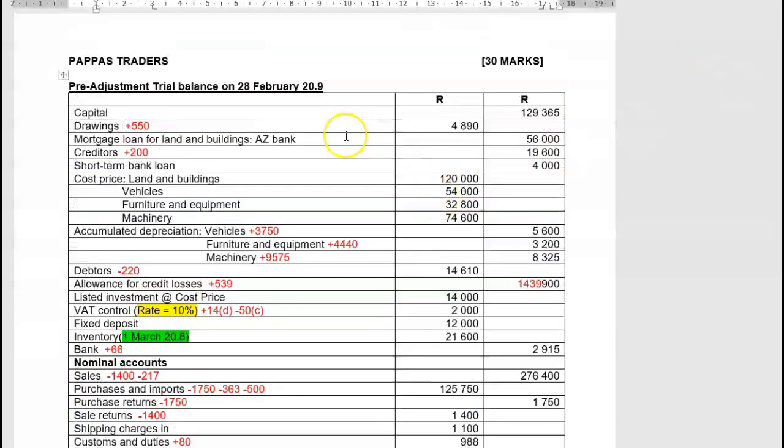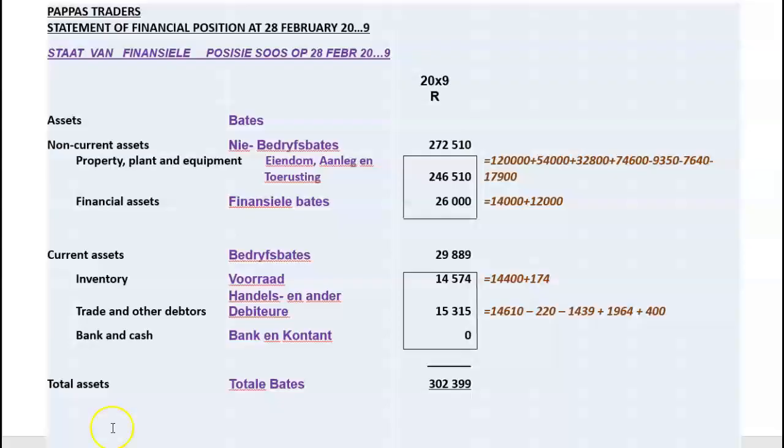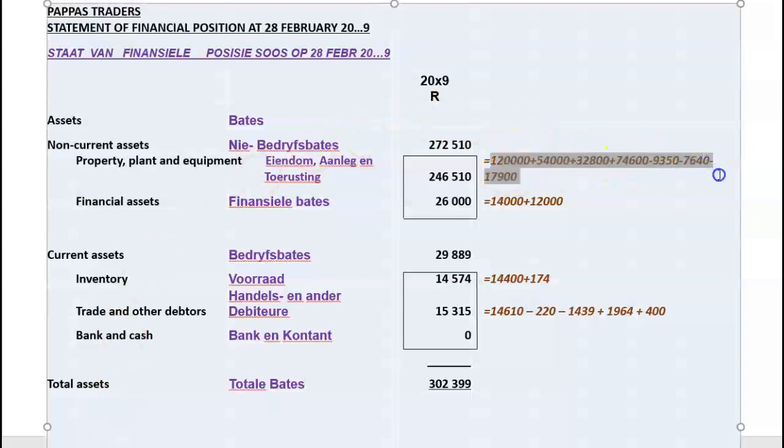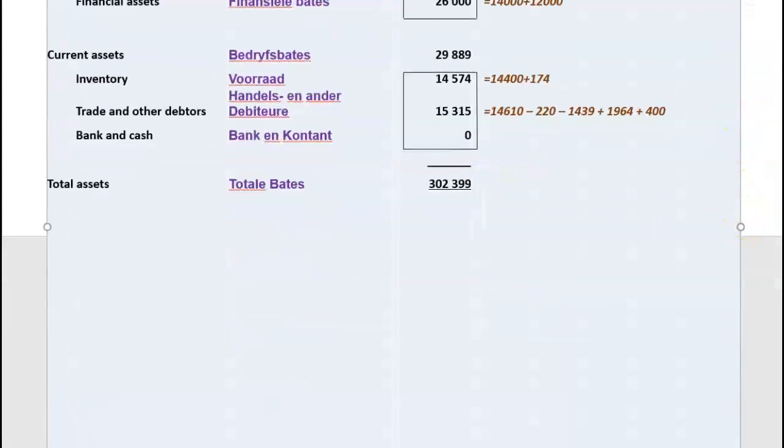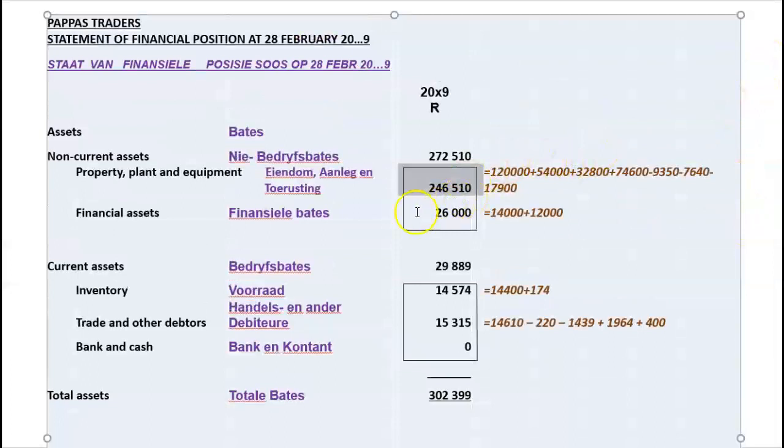Now, if you go back here, that obviously will be equal to the cost price of my property, plant, and equipment, which will be those figures, plus our accumulated depreciation. That accumulated depreciation is the balance at the beginning of the year, plus our current year's depreciation charge. So if we add it all together, it's those last three entries there, and that includes the current year's depreciation. If I add everything up, then it is a total of 246,510.